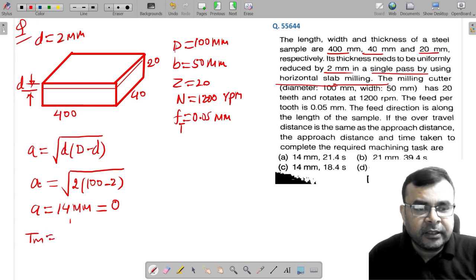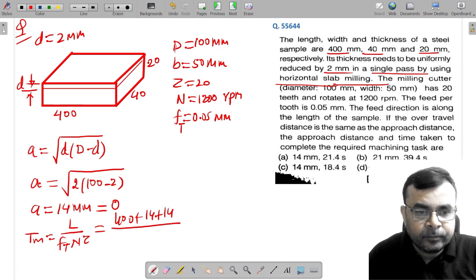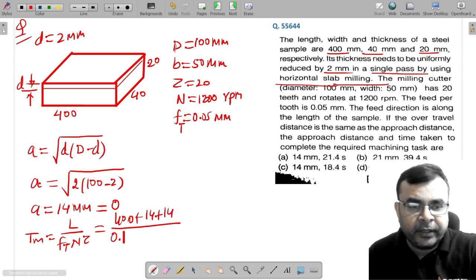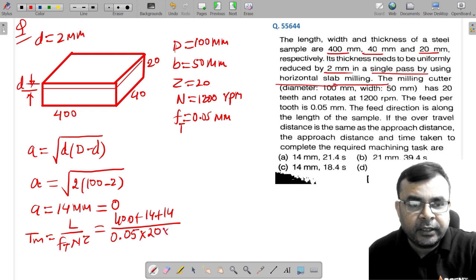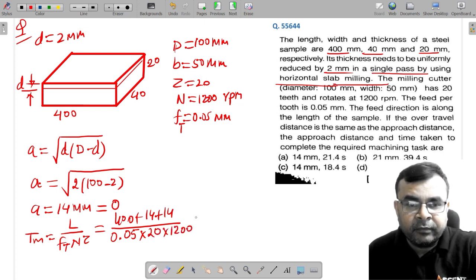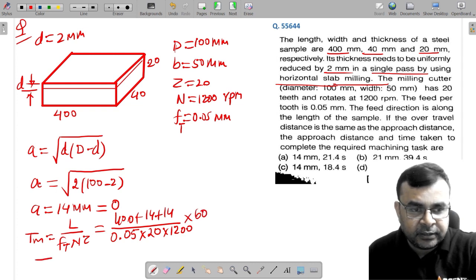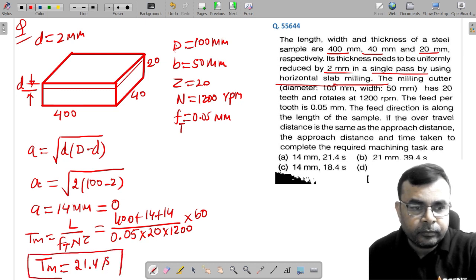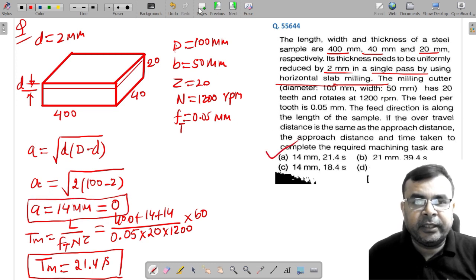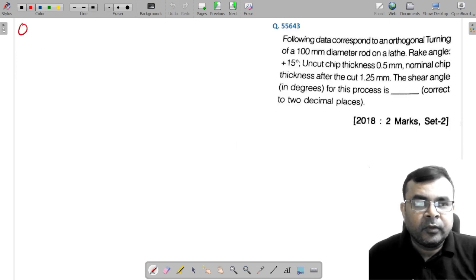So the machining time is nothing but this is L by Ft into Nz. So what about length? So length is 400 plus approach plus over travel over Ft is 0.05 and number of teeth is 20 and speed is 1200 rpm. And we need this time in seconds, so we just multiply with 60. So simply here we get 21.4 seconds. So the correct choice is option A. Okay, so let's see another question.